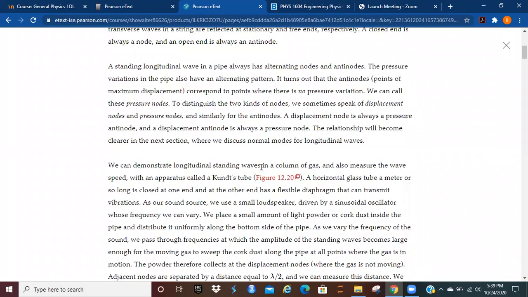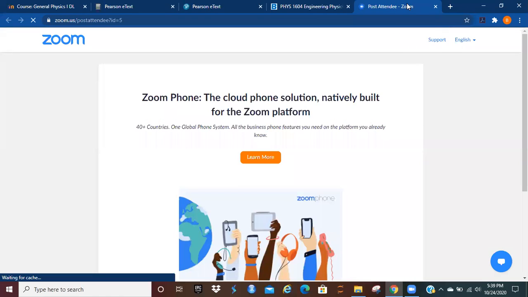A standing longitudinal wave in a pipe always has alternating nodes and antinodes. The pressure variations in the pipe also have an alternating pattern. And it turns out that the antinodes correspond to points in which there is no pressure variation. And we can call these pressure nodes. So to distinguish the kinds of nodes, we sometimes speak of displacement nodes as well as pressure nodes.